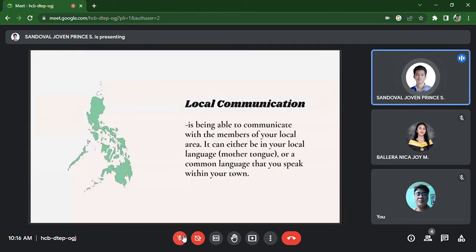To start with the topic, local and global communication in multicultural settings, let us first define the following terms. What is local communication? Local communication is being able to communicate with the members of your local area. It can either be in your local language or mother tongue, or a common language that you speak within your town. For example, the local area can be Negros and your local language is Bisaya, or the local area can be the Philippines and our common language is Tagalog or Filipino.